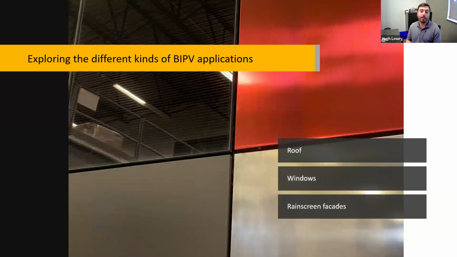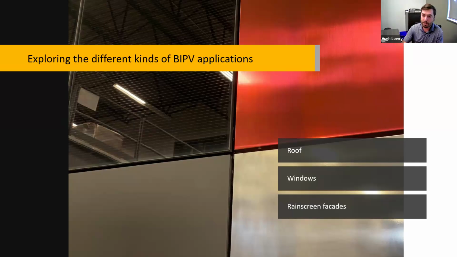There's many different types of applications involved with BIPV. So obviously you can have a roof application. We've seen lots of those type of applications. It'd be different than a rooftop array type application. A BIPV application in a rooftop would have to be something that was necessary to the building. So in that case, it could be roof tiles or shingles, things of that nature that are also photovoltaic generating.